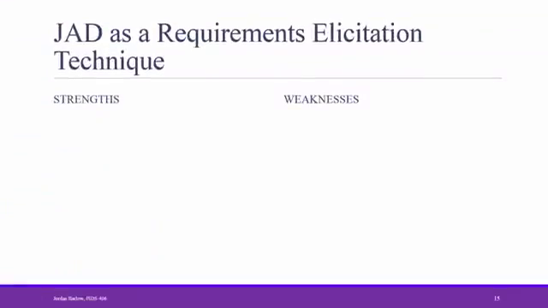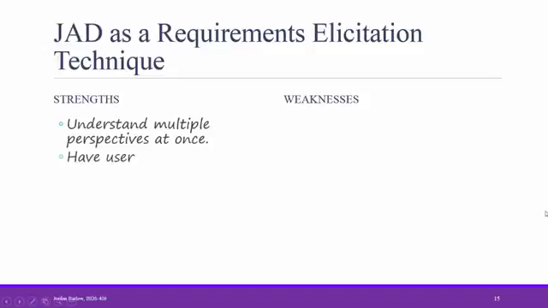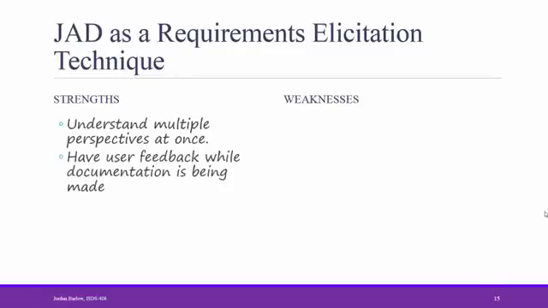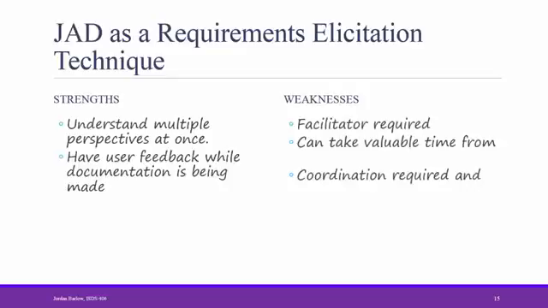What are the strengths and weaknesses of JAD? The strength is that you can understand multiple perspectives at once. You have managers, users, and analysts sitting down together, and you can work out differences. It's also nice to have immediate user feedback while you are preparing documentation. However, there are several weaknesses of JAD. It requires a facilitator, it can take valuable time away from people's other work, and careful coordination is required.